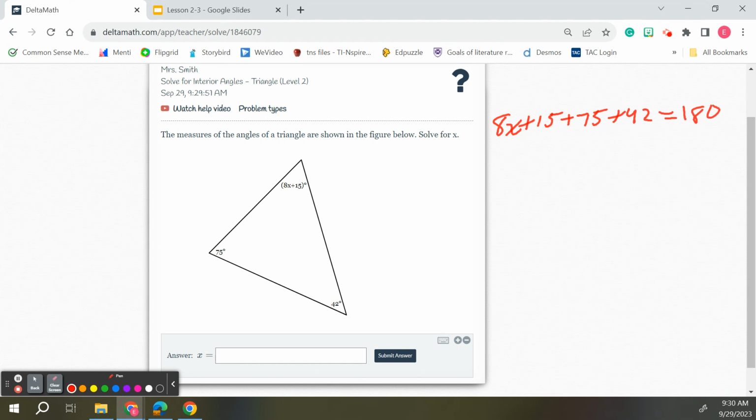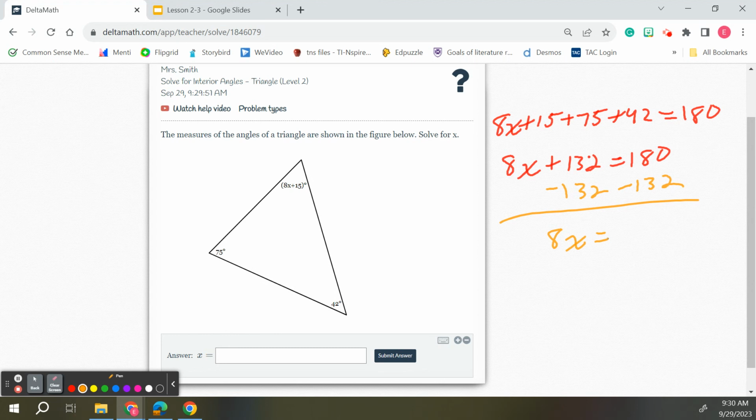When I add the 15 plus 75 plus 42, I get 132. So this is 8x plus 132 equals 180. I subtract 132 from each side. That gives me 48. I divide by 8. So I get x is equal to 6. And that's what I would type in for number 2.